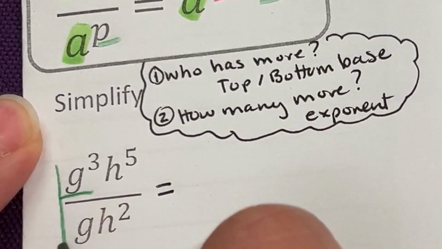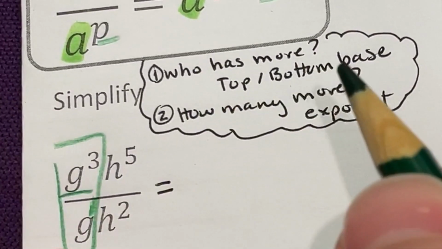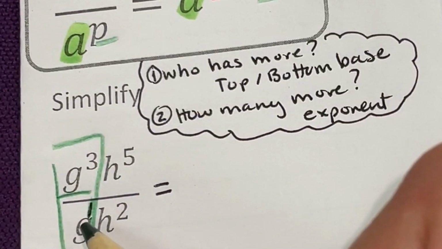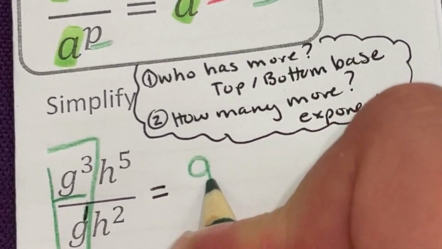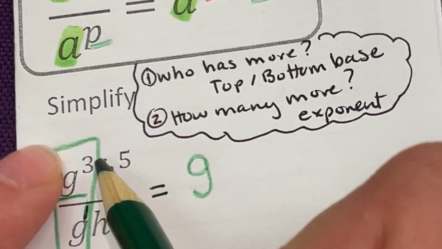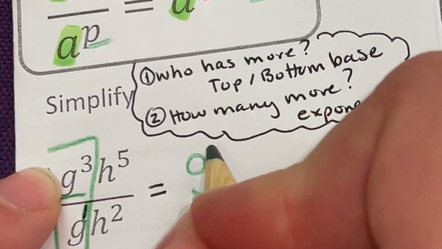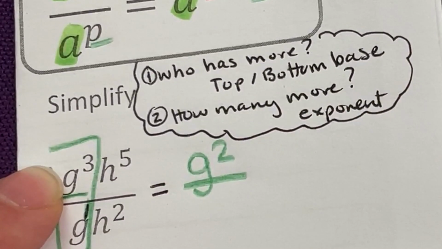We have G to the third, and then we have G to the first on the bottom. Remember, there's an exponent of 1 with this G. Now, who's got more, top or bottom? The top does, so I'm going to keep that G base on top. And then how many more? From 3 to 1 is a 2. All right, and again, this is the top of my fraction.